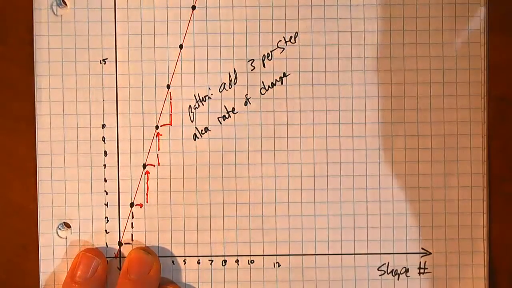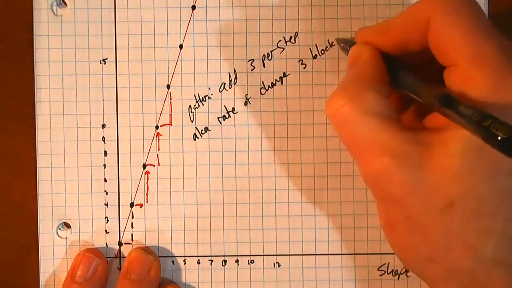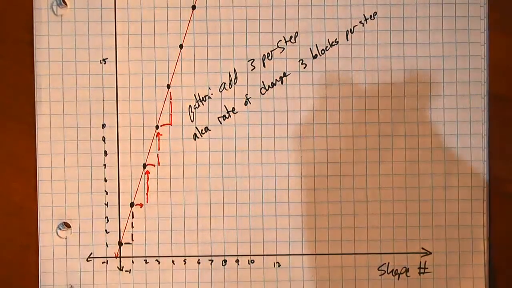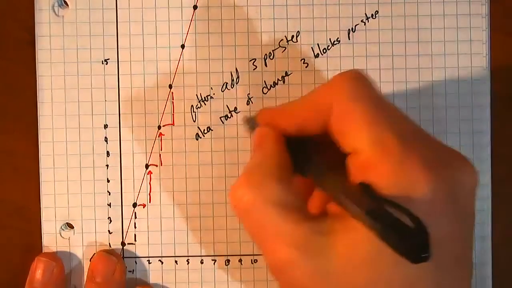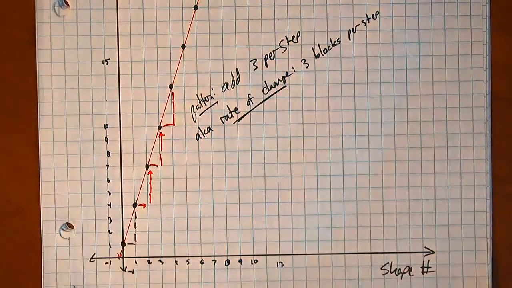How fast is it changing? It's changing 3 blocks per step. That's how it's changing, 3 blocks per step. So that's a rate of change. So pattern and rate of change, they mean the same thing.